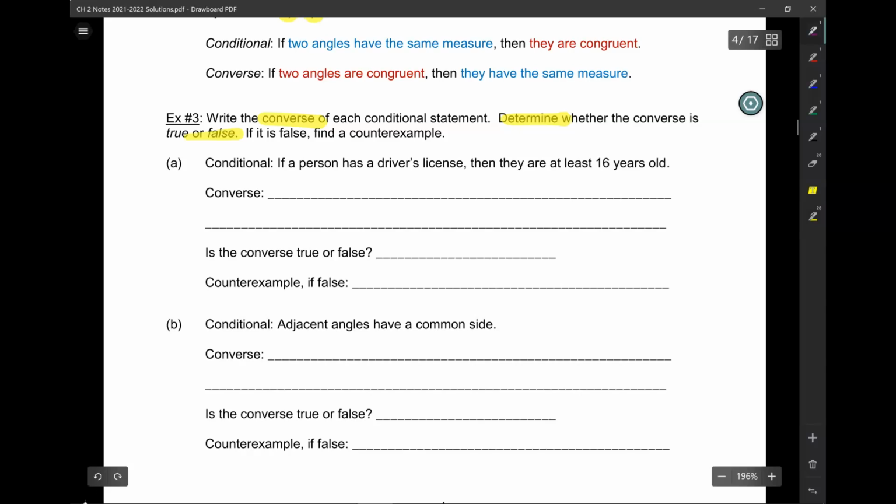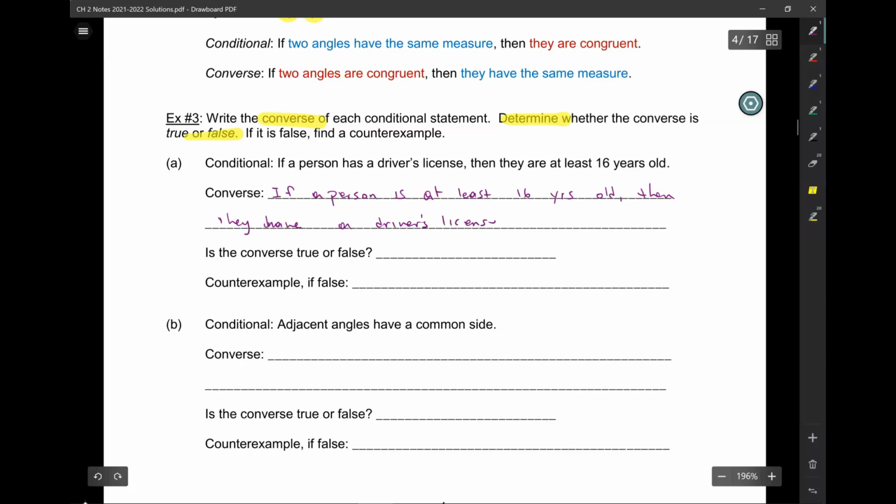Okay, can somebody tell me the converse? Go ahead, Madeline. If a person is at least 16 years old, then they have a driver's license. Fabulous. Well, wouldn't it be if a person has a driver's license, then they're 16 years old? But we're doing the converse. That was the statement. Now we're switching it to make the converse. If a person is at least 16 years old, then they have a driver's license.